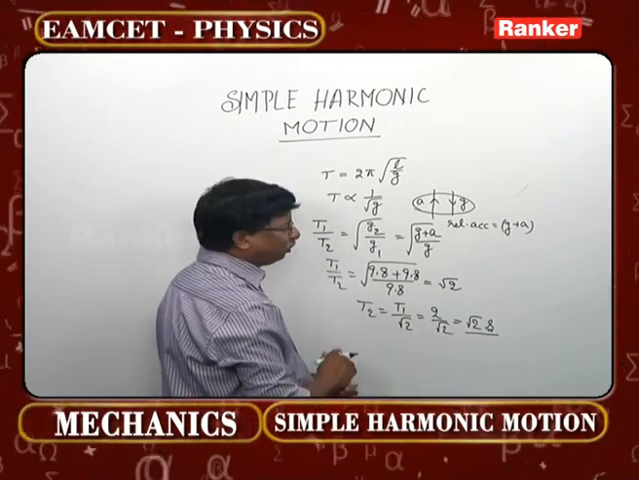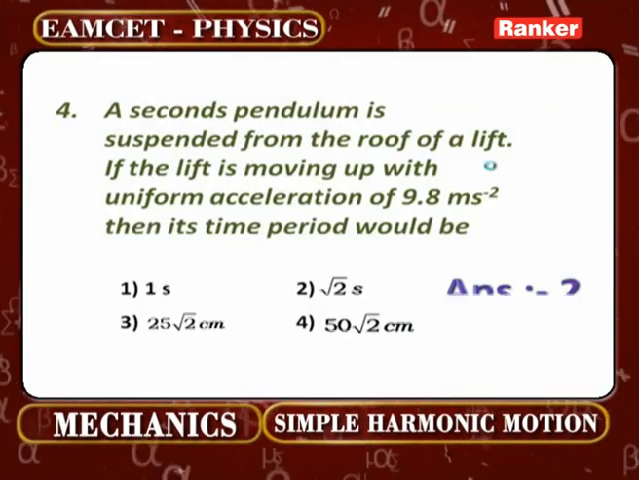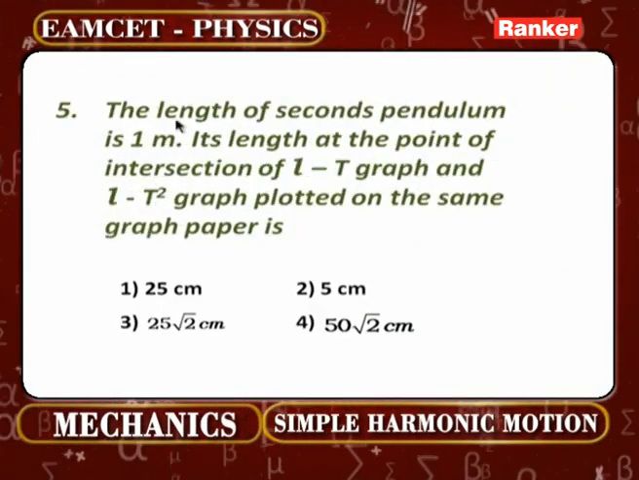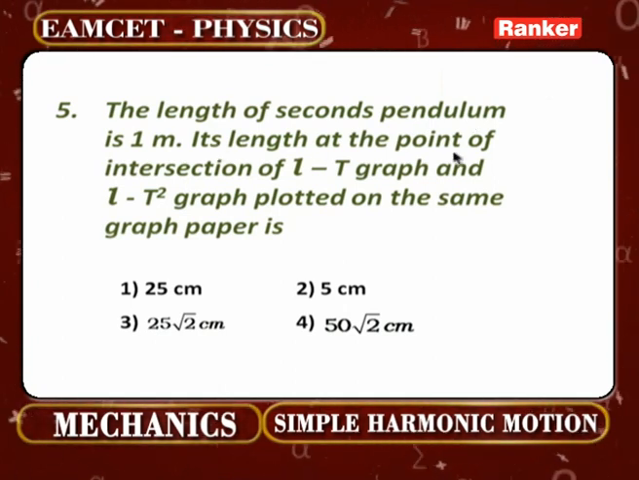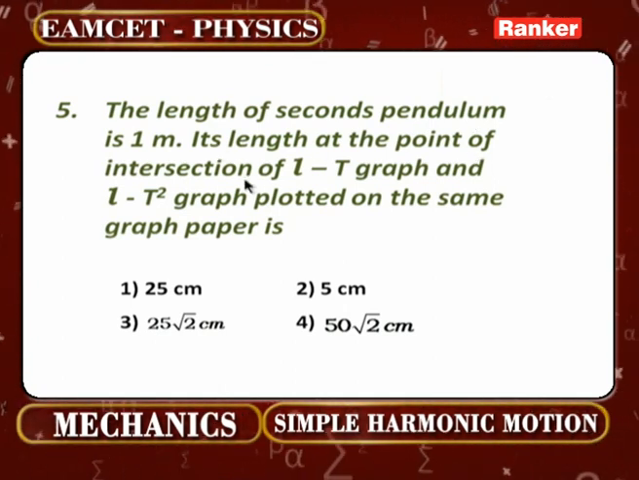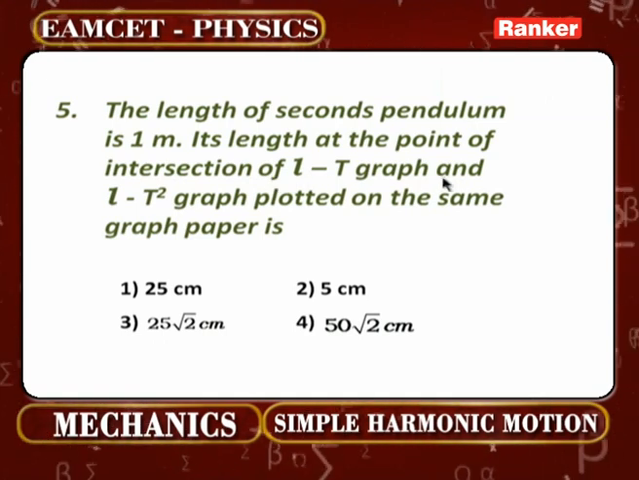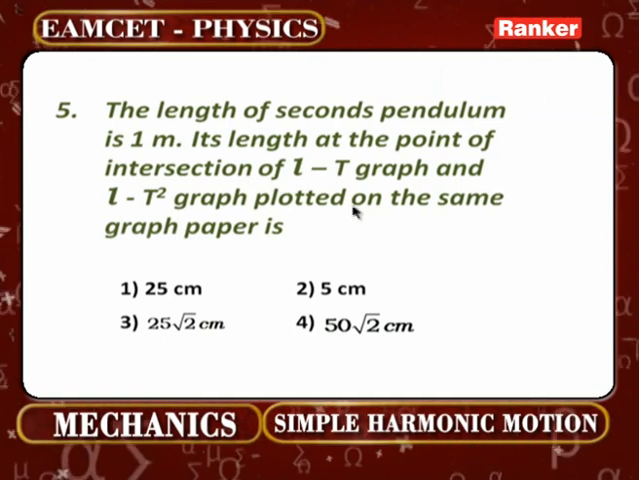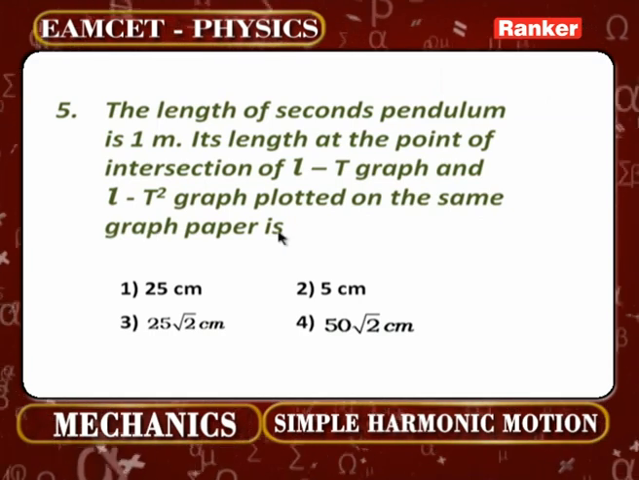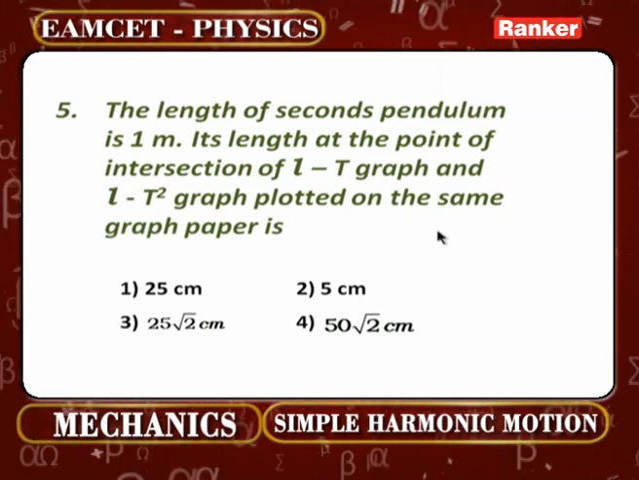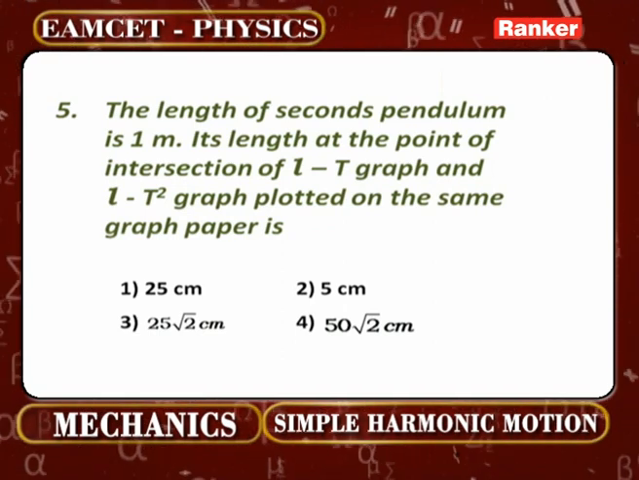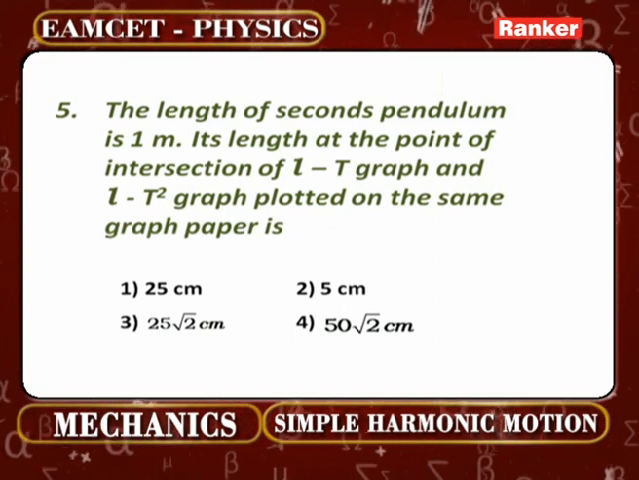Now look at the next question, that is question number 5. If you just read that, the length of a second pendulum is 1 meter. Its length at the point of intersection of the LT graph and LT square graph plotted on the same graph paper is. One of the excellent models, once again a simple question, but one should have a perfect observation to know what exactly the answer is.